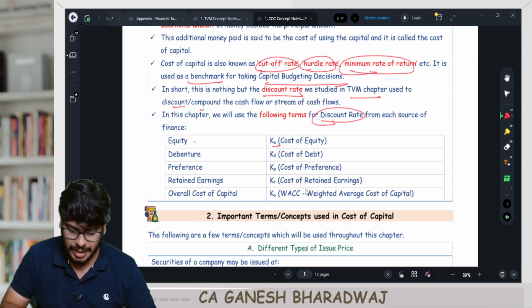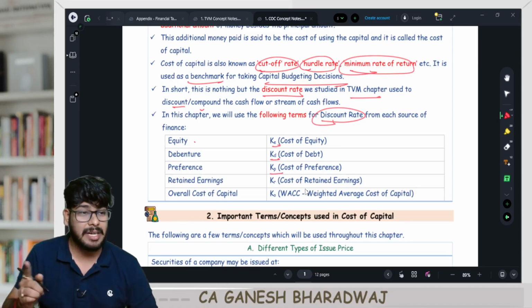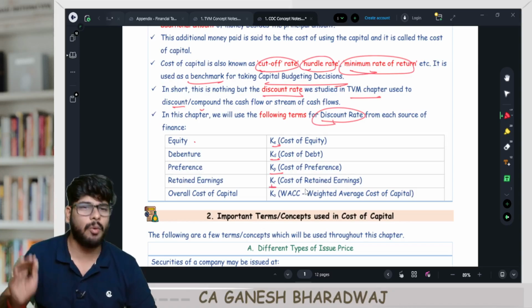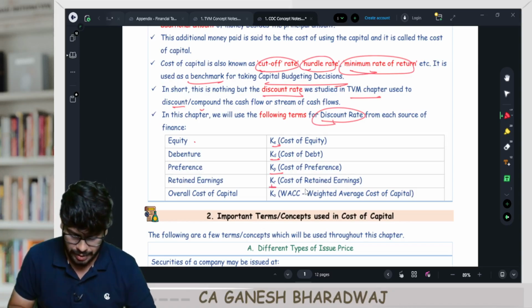Equity, we call it as KE. For debt, it's called KD. For preference, it's called KP. Even retained earnings will come with a cost. It is called KR. What it is, we will be seeing. Clear with this? And then overall cost of capital is called WACC.